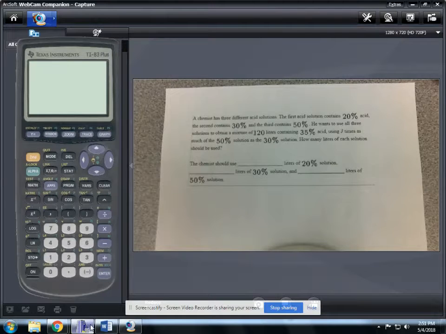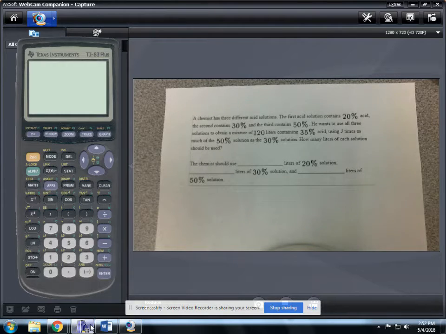Okay, so I believe this is the problem that we're looking at. I'm just going to use this example and kind of walk you through how I created these formulas. So the chemist has three different acid solutions. The first solution contains 20% acid, second 30, and the third one contains 50%.